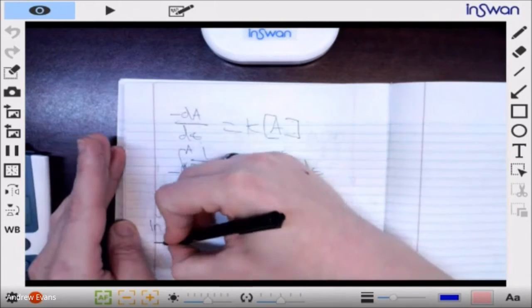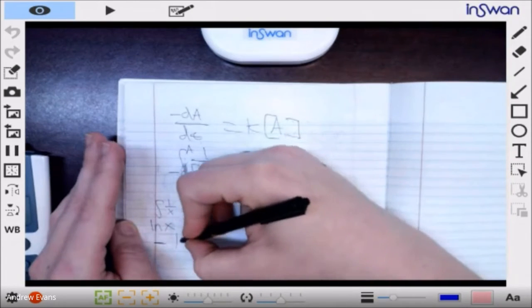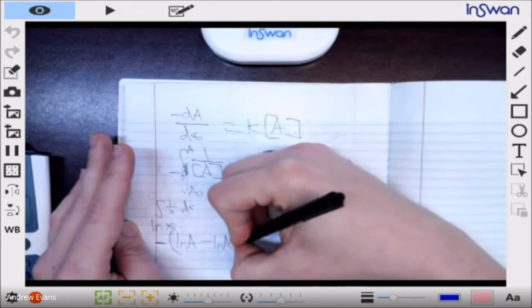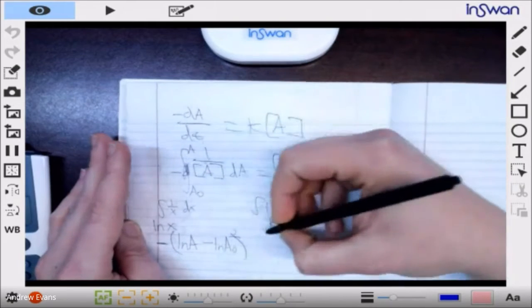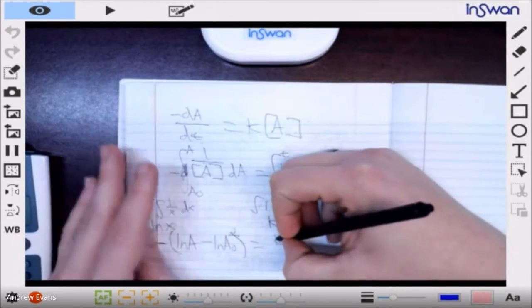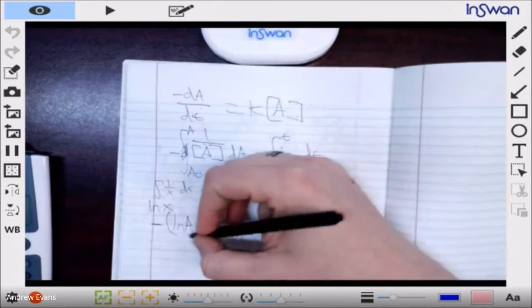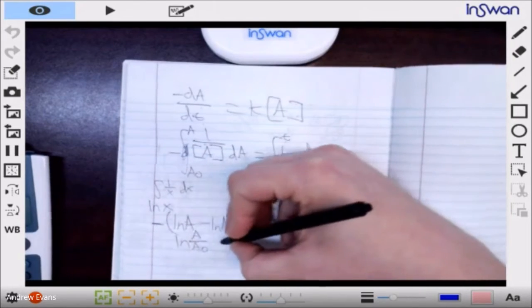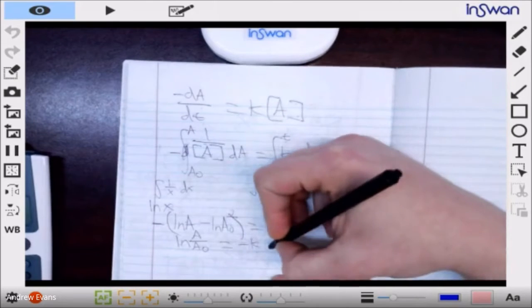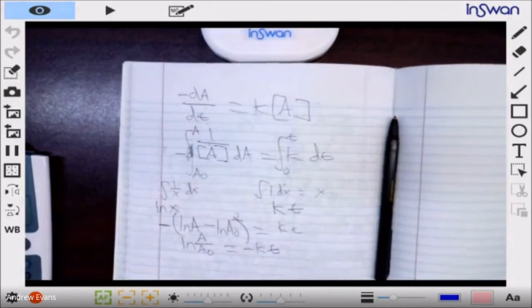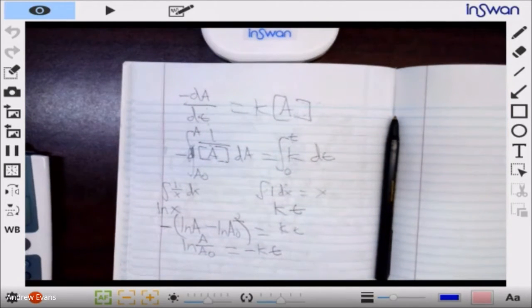So that becomes negative ln a minus ln a0. Now we're going to flip the sign of that negative to get it over here. And we're going to put the natural logs together to make this a little bit easier. So we get the equation ln a over a sub 0 equals negative kt. As I said, you do not have to do that. I will give you this equation every time. I never expect you to.